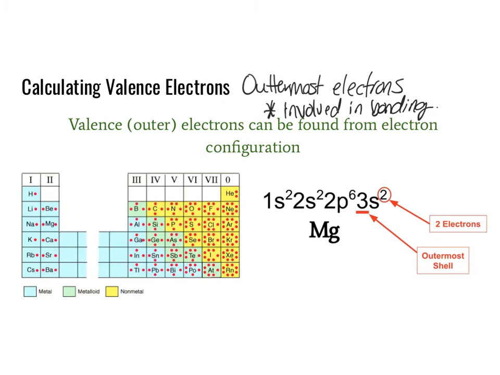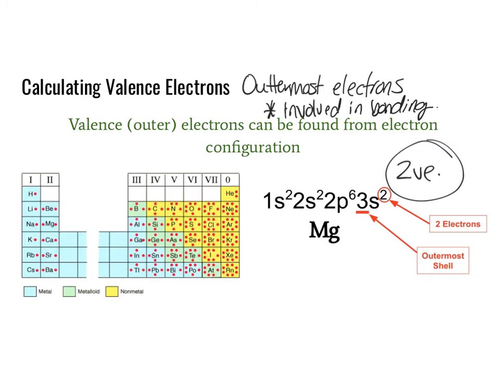And all we have to do is look at the electron configuration. What we're going to do first is identify the outermost shell. So what's your largest number? In this case, we have 1, 2, 2, and 3. Guess what? 3 is the largest. So anything that had a 3 on it would be part of your valence electrons. And then you just count how many. So 3s2, we have 2 valence electrons.